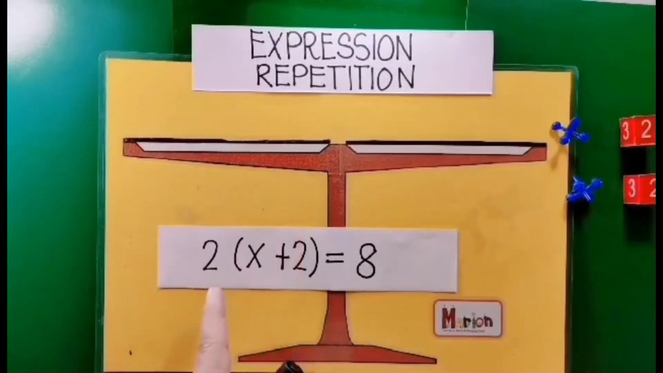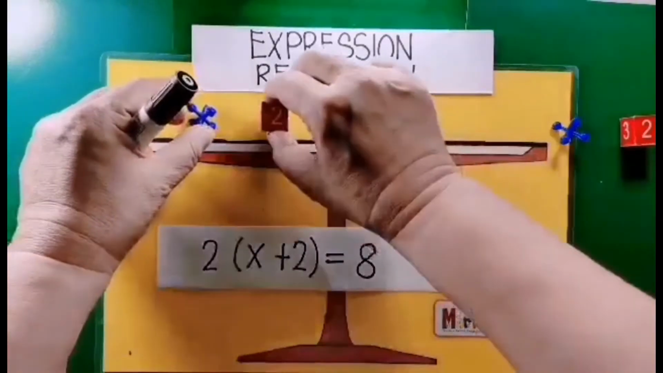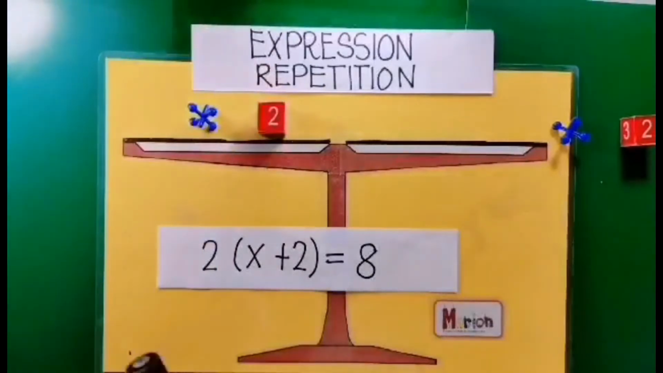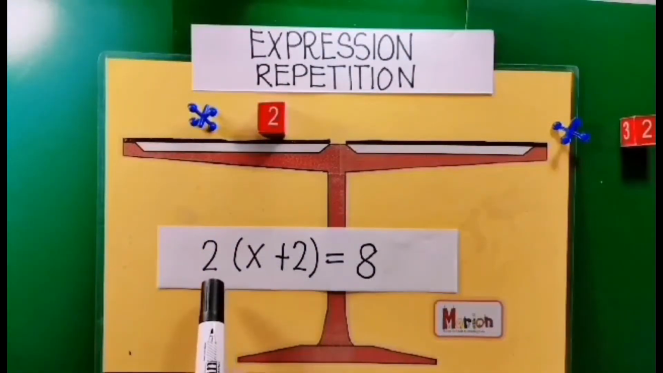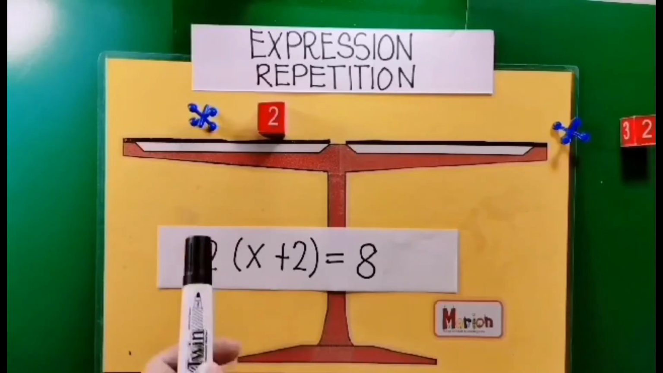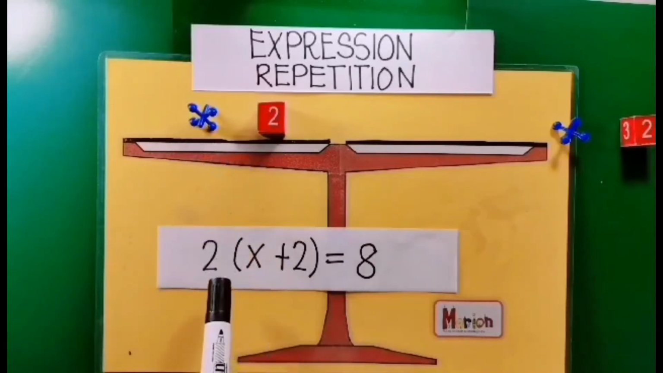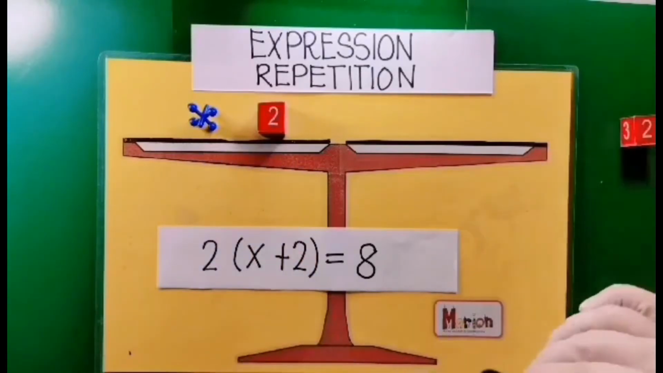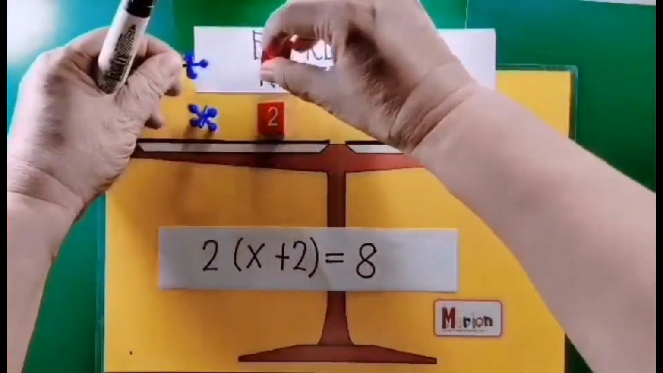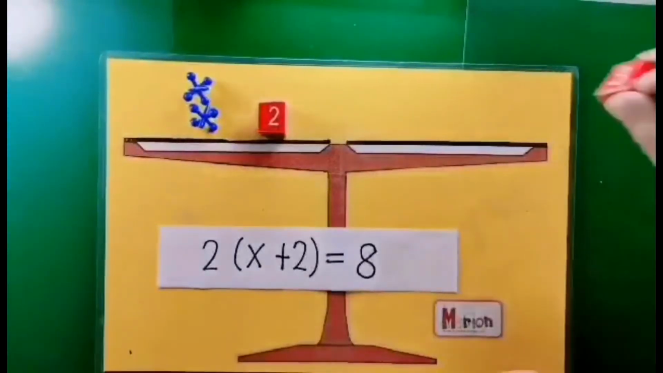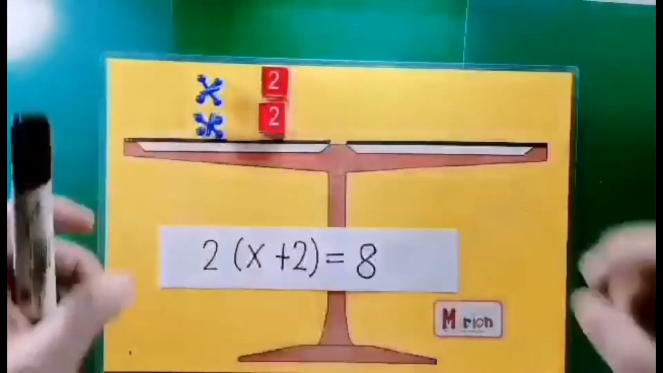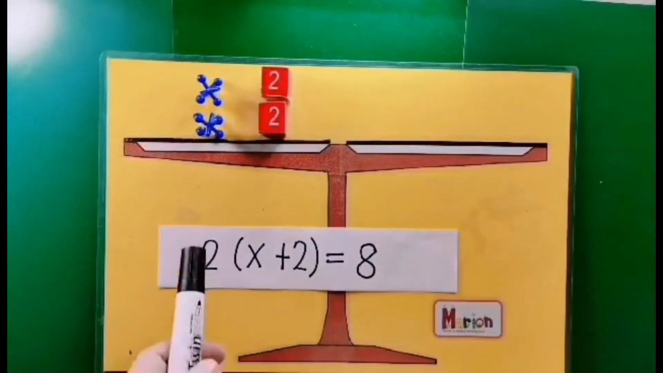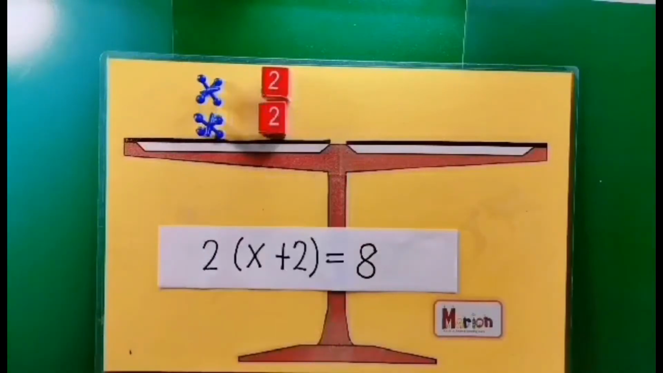So we always start on the left side of the equation. What is the expression? It's x plus 2. Therefore, I will put x plus 2. Now, like I said, the number on the left indicates how many times you write this expression. It says 2, meaning you write x plus 2 two times. So now I will put another set of x plus 2. See, x plus 2 twice. x plus 2 is equal to 8.